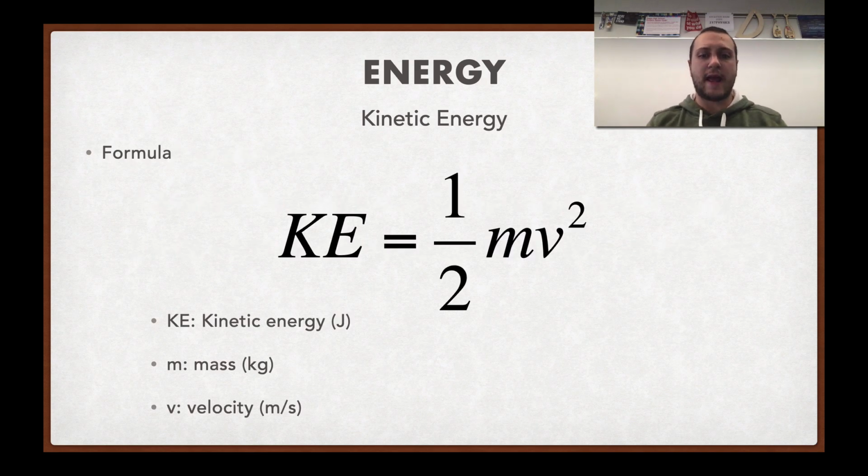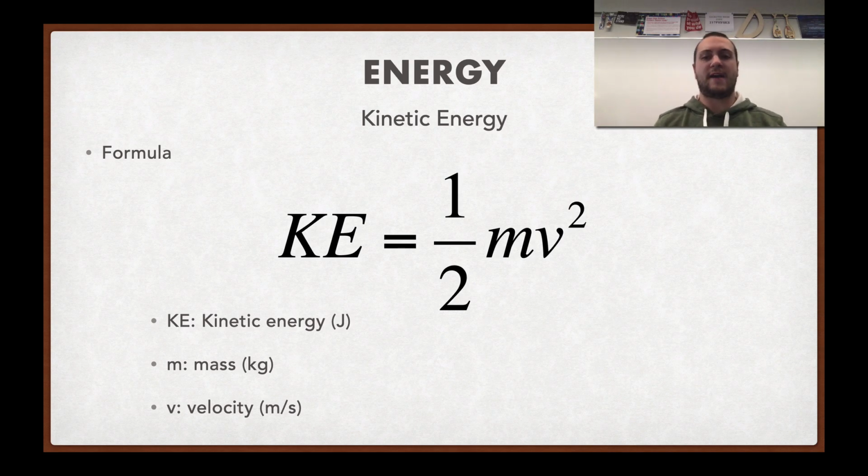Our formula for kinetic energy that we look at is 1/2 times the mass times the square of the velocity, where our kinetic energy is measured in joules, our mass in kilograms, and our velocity in meters per second. Note that only the velocity component of this is squared. So because of that, if you double the velocity, you're going to quadruple the kinetic energy that you have because that velocity is squared.